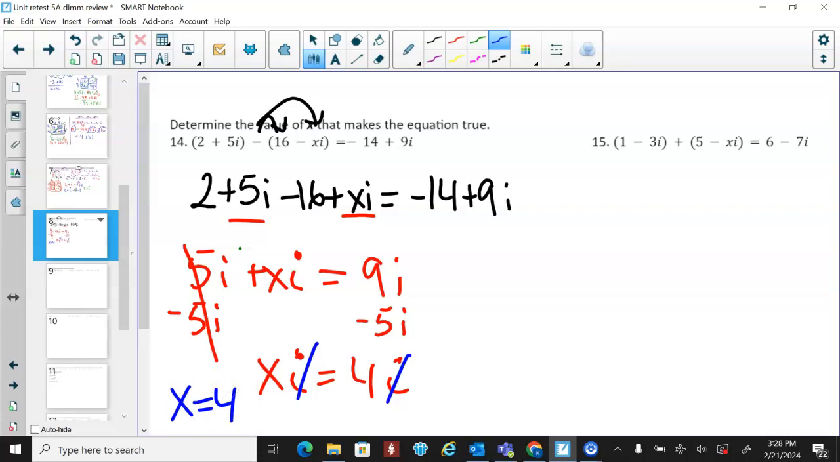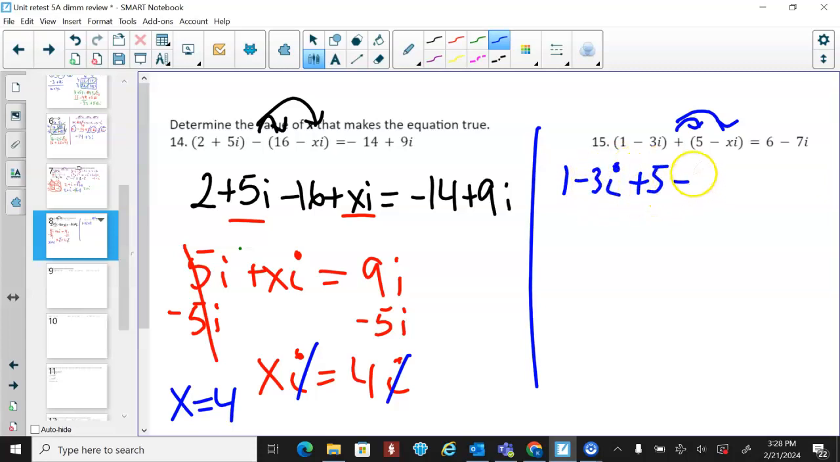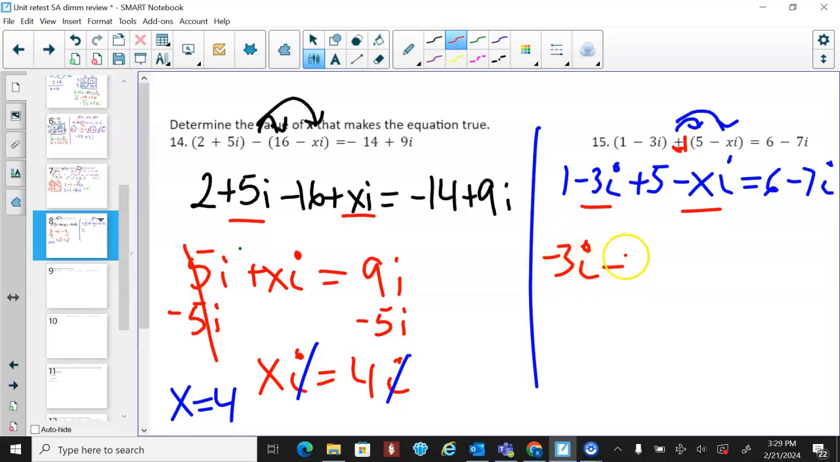All right? Now, the second question right here, I do not need to distribute anything. I'm distributing the 1 in theory, but again, positive does not change anything. So I'm simply going to drop the parentheses. So 1 minus 3i plus 5i plus 5, now minus xi equals 6. Sorry about that, guys. Equals 6 minus 7i. Now again, this positive 1 there did not change any sign. So now again, I'm going to just do i parts. So I got negative 3i minus xi has to equal negative 7i.